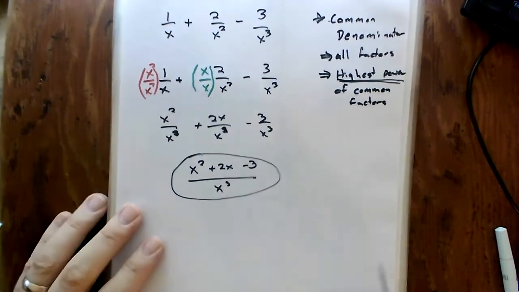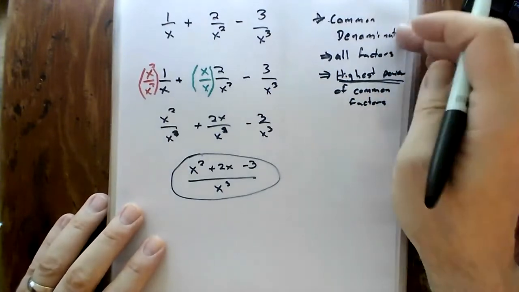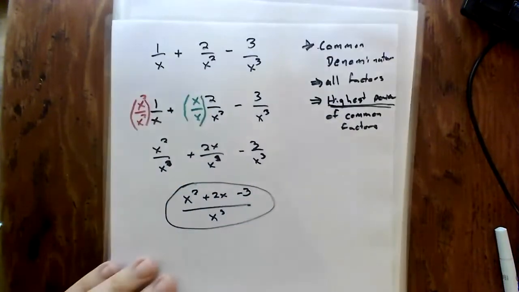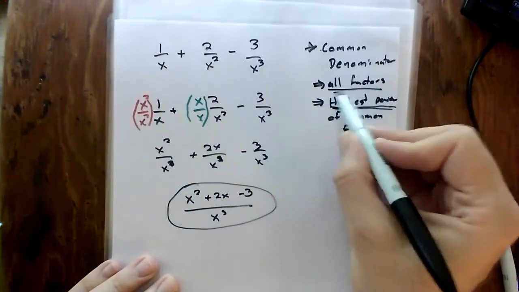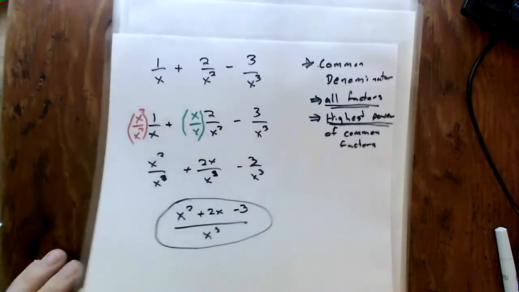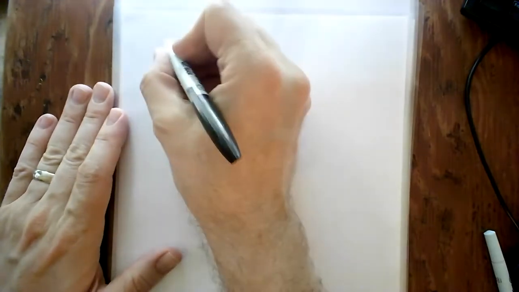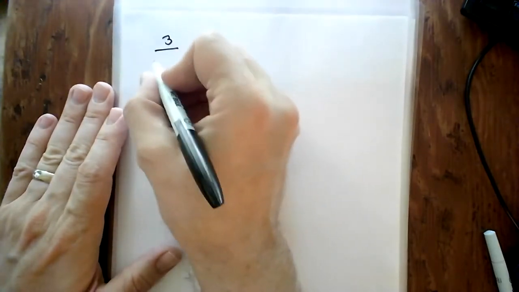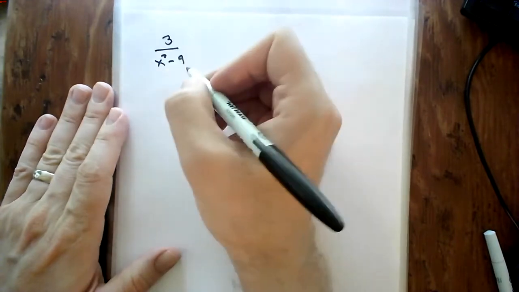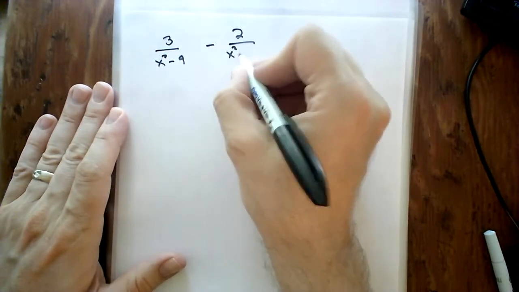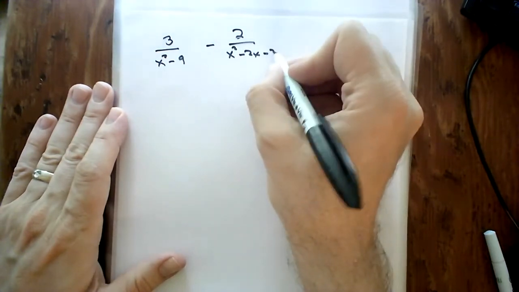One other very important aspect when we're talking about finding a common denominator is, like I say, it encompasses all factors. So let's show you what that is going to look like. Let's say I've got 3 over x squared minus 9. Now let's subtract from that 2 over x squared minus 2x minus 3.